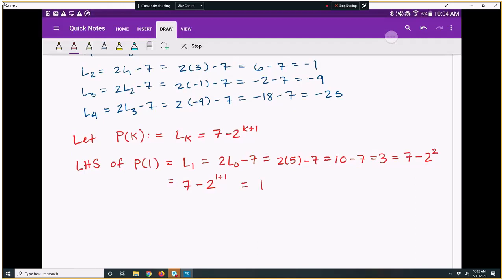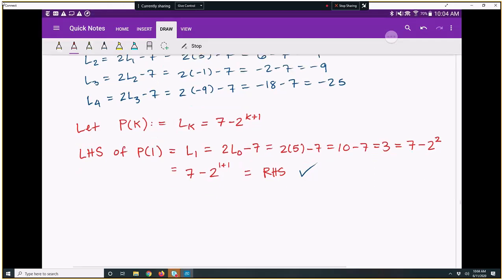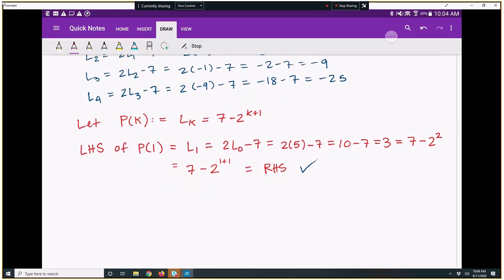Well, that's exactly what I want it to be, so that's the right-hand side. So I'm going to say my first case is verified. Now I want to assume that P of k is true for some k greater than or equal to 1, some natural number larger than or equal to 1.